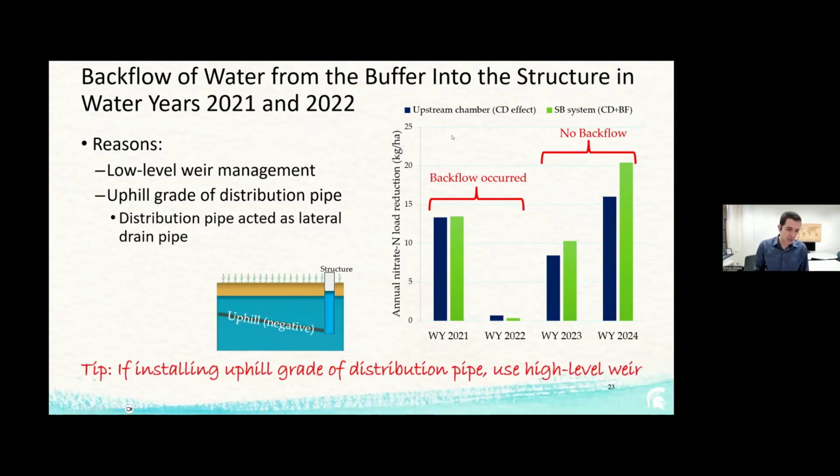So the message here is the design tip. If you are installing one of these uphill grade distribution pipes, use high level weir management. If your weir levels are low, not aggressive enough, water will find its way into the structure. Then you got negative benefit. Nutrients are coming in rather than pushing them out into the distribution pipe. So that's a design tip to keep in mind. So the high level is key here.